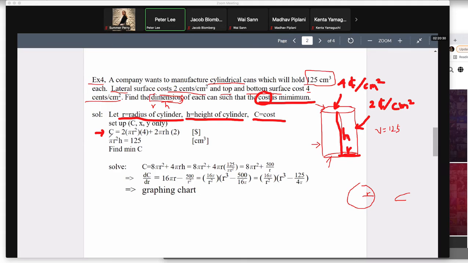Okay, so now let's look at the C. What is the cost? The cost is, first of all, what is the area of the top? The area of the top is pi r squared.